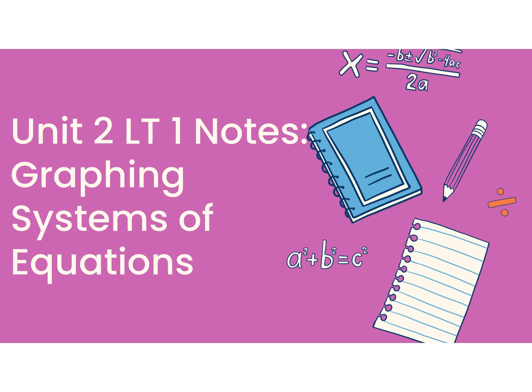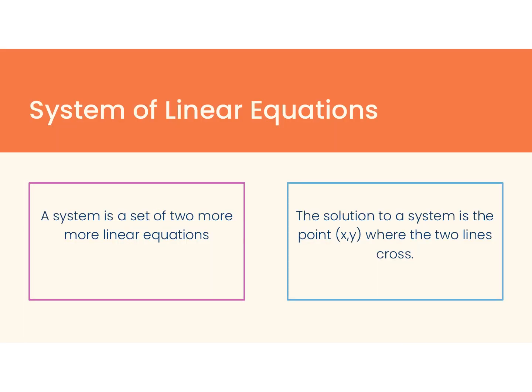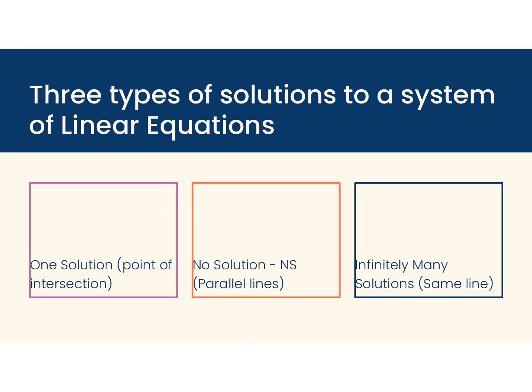Okay, we're going to be working on Unit 2, LT1 Notes, Graphing Systems of Equations. A system is a set of two or more linear equations. The solution to a system is the point, the x and the y, where the two lines cross. There are two types of solutions to a system of linear equations. The first is one solution.